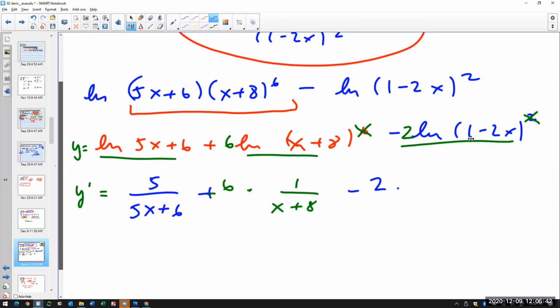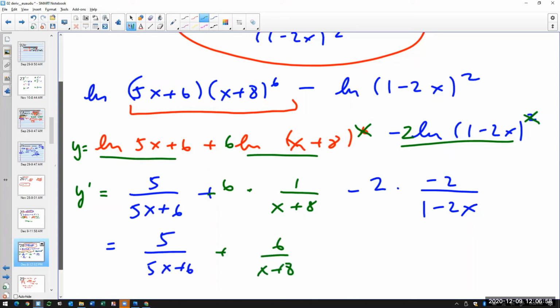Now, be careful. What's the derivative of 1 minus 2x? It's negative 2. So negative 2 over 1 minus 2x. So if I simplified this, this would be 5 over 5x plus 6 plus 6 over x plus 8. But negative 2 times negative 2, make sure you understand this is over 1, right? Negative 2 times negative 2 is going to give you positive 4 over 1 minus 2x. Okay? What other questions do you guys have from homework?